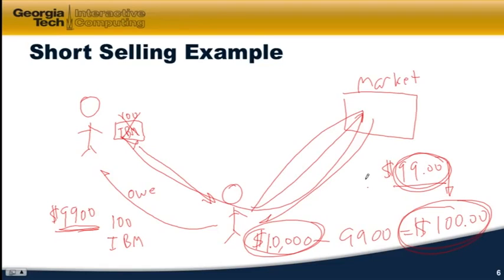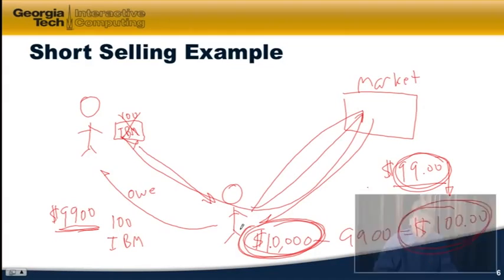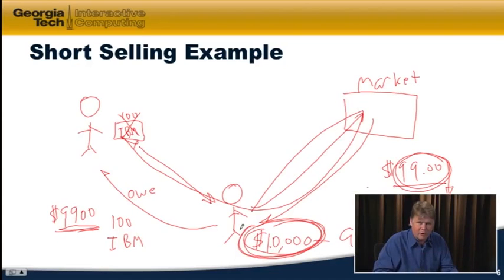One thing to point out is there's a maximum amount you can make. If the stock goes all the way to zero, you get to keep that $10,000 and you never have to give him back the stock. So you can make up to $10,000. However, there's an unlimited downside. If the stock goes up to 200, now you've lost $10,000. If it goes up to 300, you've lost $20,000. As long as it keeps going up, you can keep losing money. So shorting stock can be somewhat risky. Okay, that's stock shorting, and we'll talk a little bit more about the mechanics of the market in the next video.